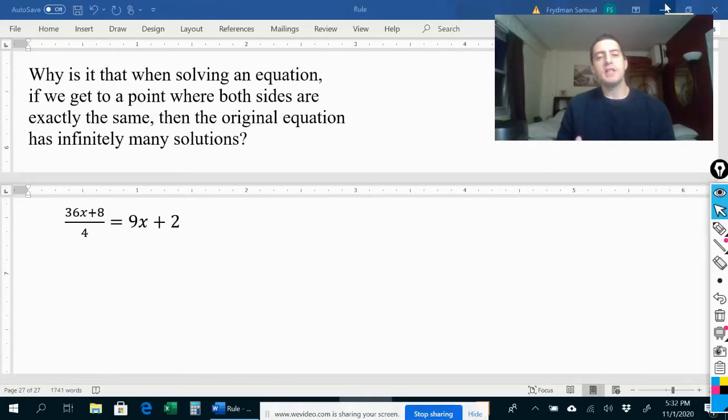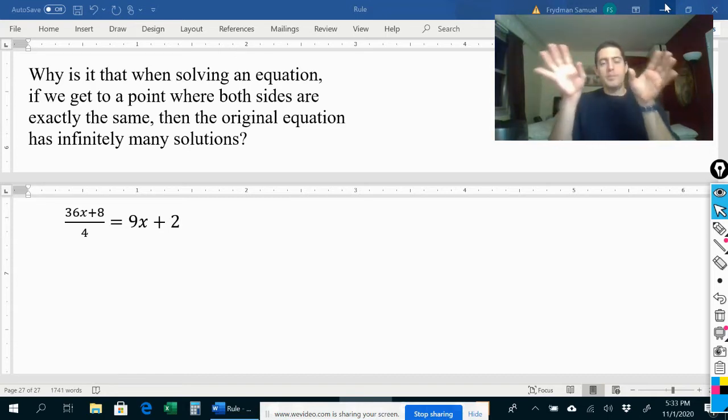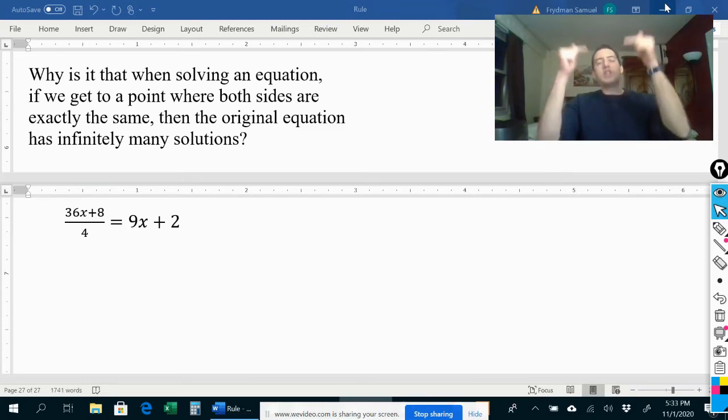Hi everybody. In my last video, I talked about how if both sides of an equation are exactly the same, then the equation has an infinite number of solutions. And I hope that's clear from the previous video why we get an infinite number of solutions when that happens. But I also mentioned at the end of the video that if you start out with an equation where both sides don't look exactly alike, and then in the process of solving the equation, you get to a point where both sides do look exactly alike, then the original equation that you started with has an infinite number of solutions. And that's what I want to talk about in this video.